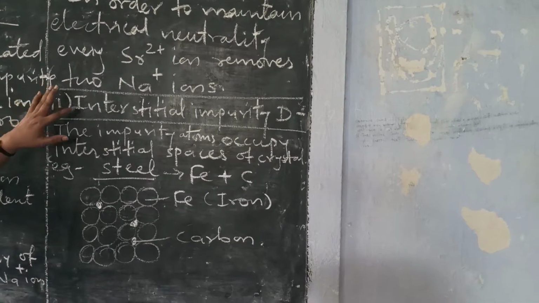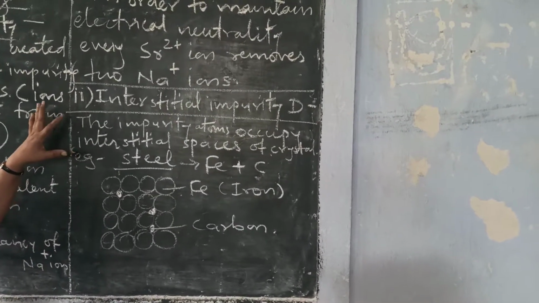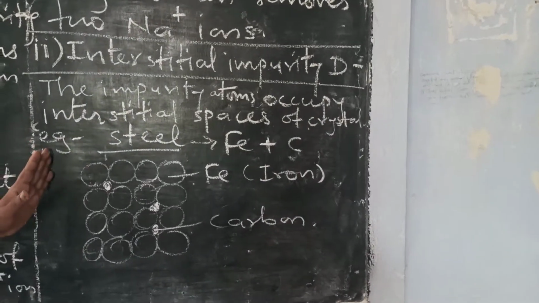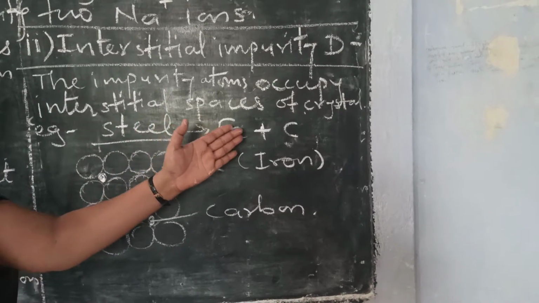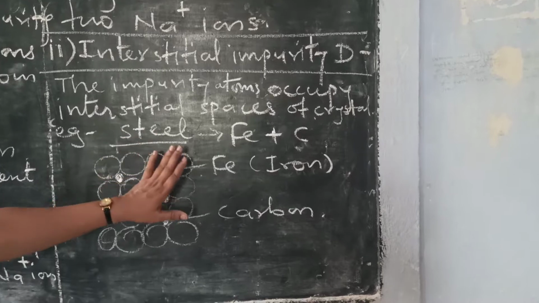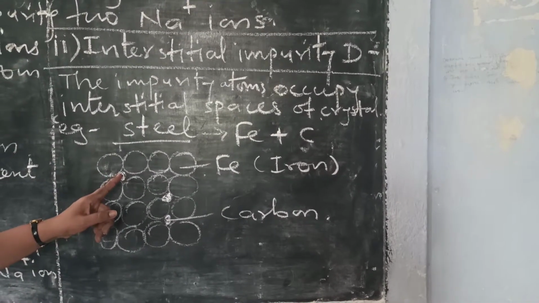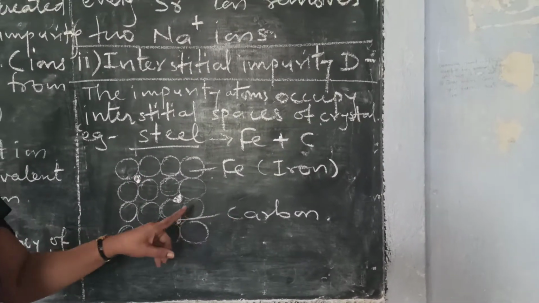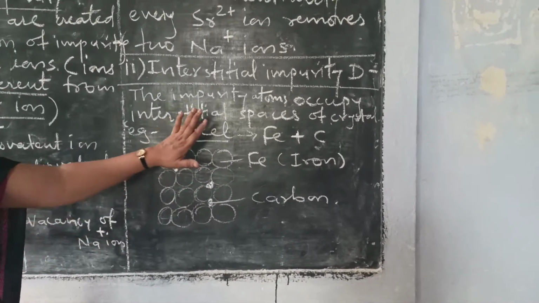Then second, interstitial impurity defect. The impurity atoms occupy interstitial spaces of crystal. Example, steel. What is steel? It is the alloy of iron plus carbon. The picture is like this. Here iron crystal is shown, and in between these spaces of iron atoms carbon is present. This gives rigidity to the iron.